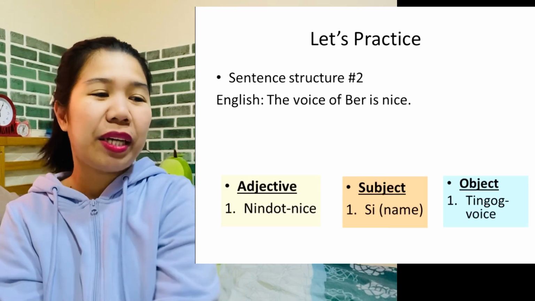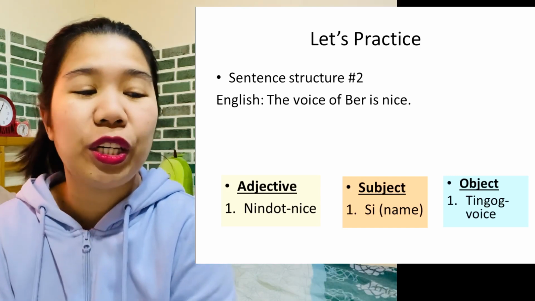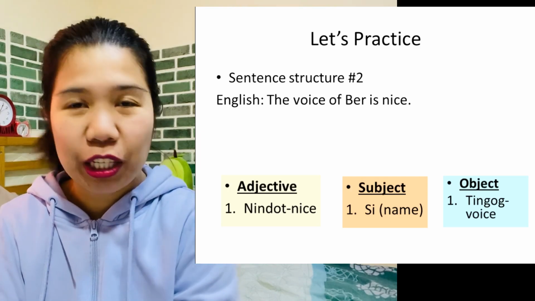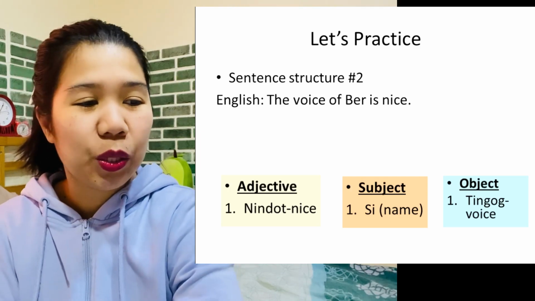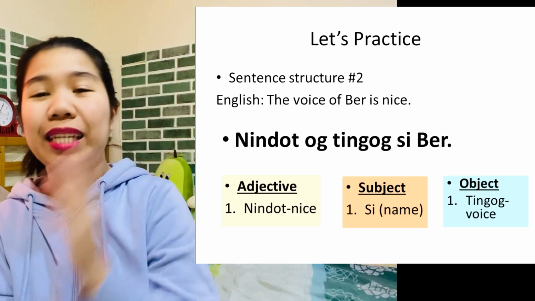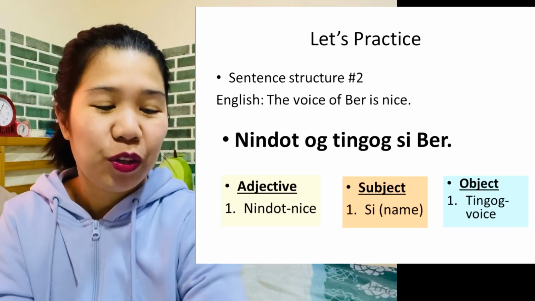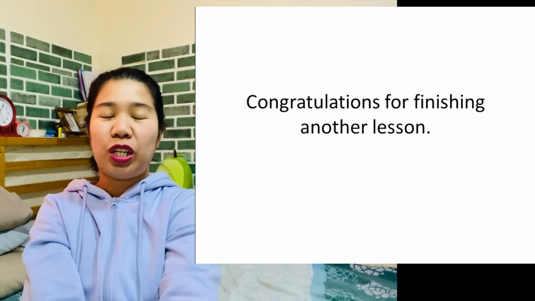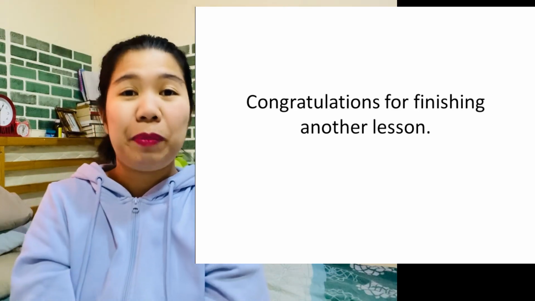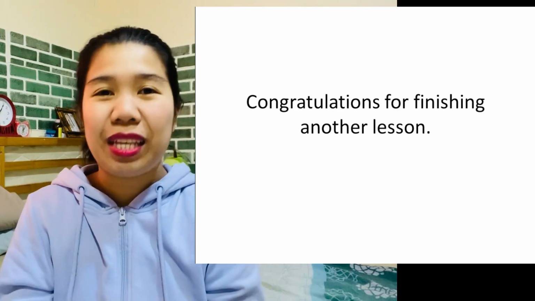Okay, next, practice. Sentence structure number 2. Translate: the voice of Ber is nice. Come on. Using the clue. Yes, the correct translation is nindot og tingog si Ber. Okay, very good. You got it right? Very good. Congratulations for finishing another lesson. There are other sentence structures in Bisaya. If you want me to discuss those things, I can make a part 2 of this lesson.